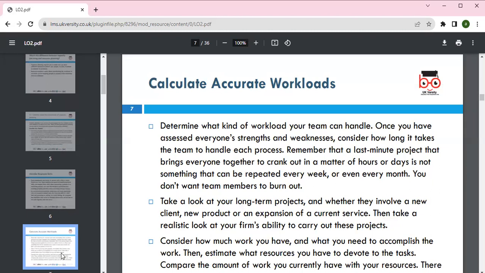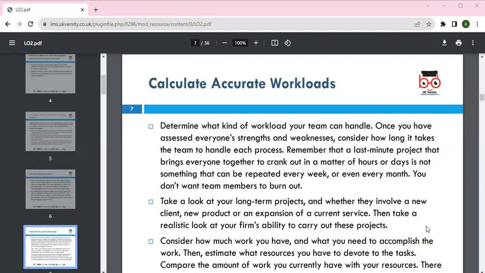Determine what kind of workload. So it's always good to draw up SOPs, standard operating procedures, and look around the benchmark. What is required in the industries and things that will help you to design properly. Together, crank out the matters of hours, days, and sometimes time. You repeat every week and every month, you don't want your team members to be burned out.